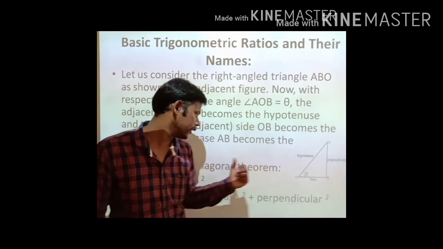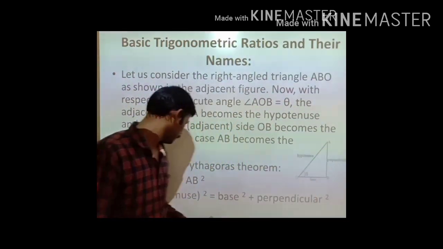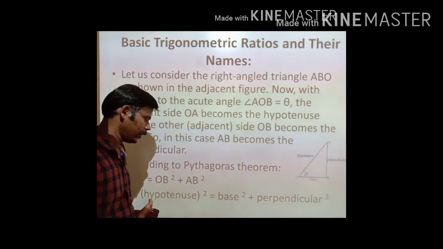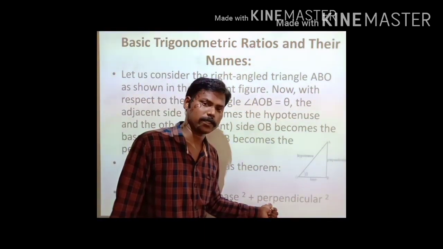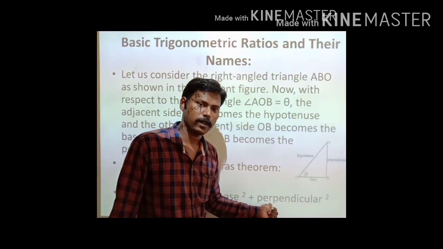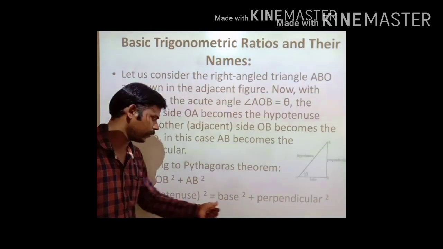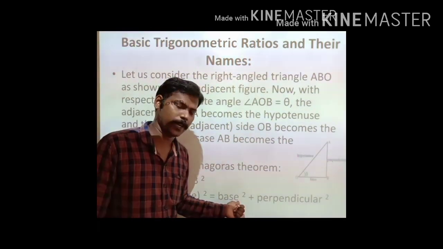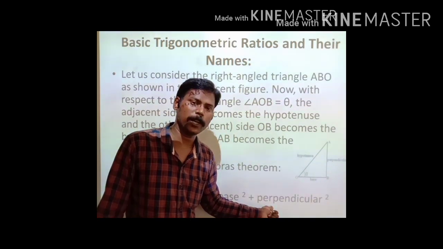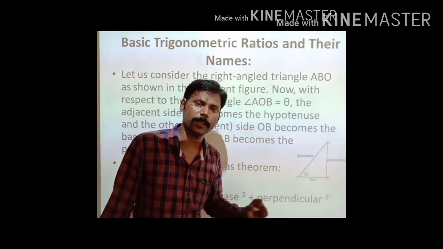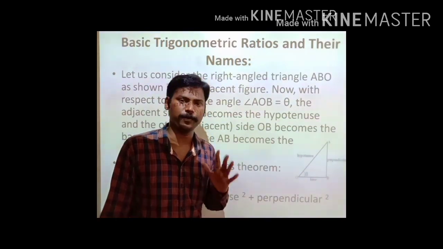Okay. Now according to the Pythagoras theorem, how do we represent these values? Hypotenuse square equals base square plus perpendicular square. Have you understood, children? Hypotenuse square equals base square plus perpendicular square. It holds in any right angle triangle. This is called the Pythagoras theorem.